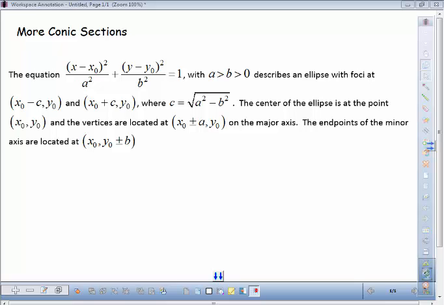Does that make the difference of a horizontal ellipse versus a vertical? Yeah. It makes a difference between whether your ellipse looks like it's elongated horizontally or vertically.